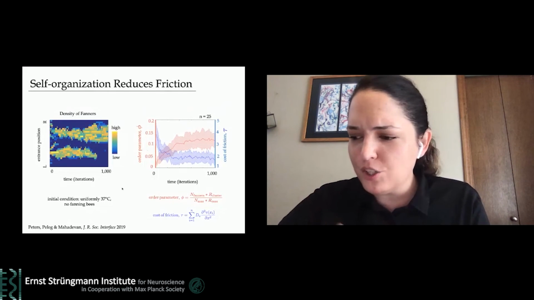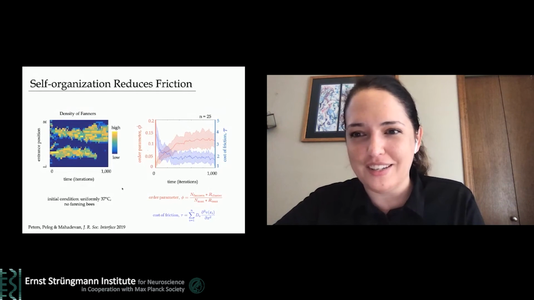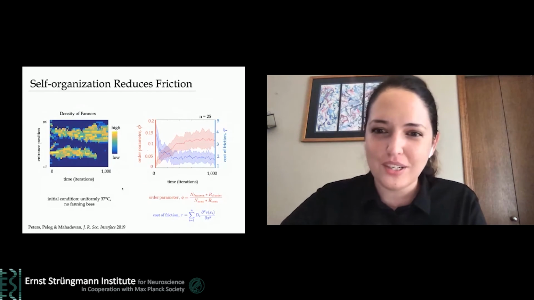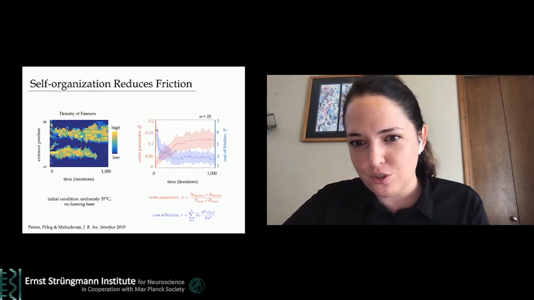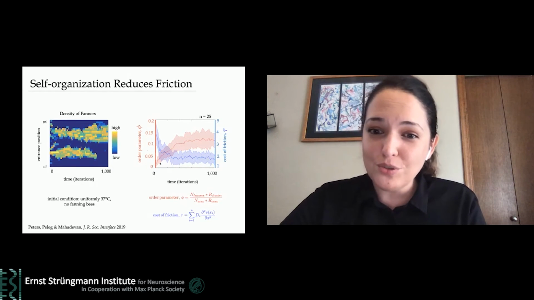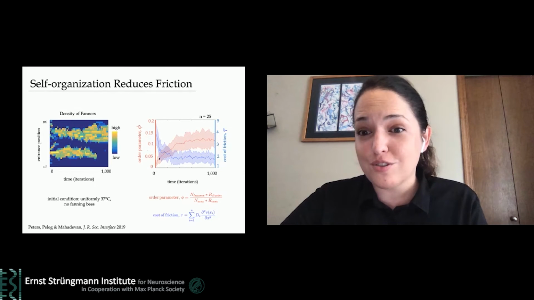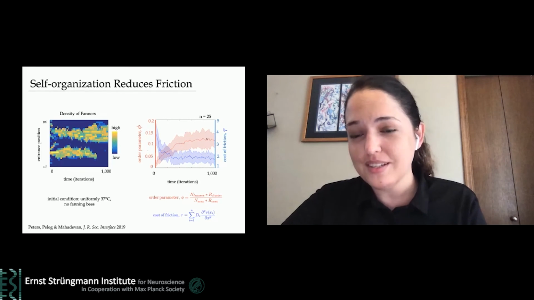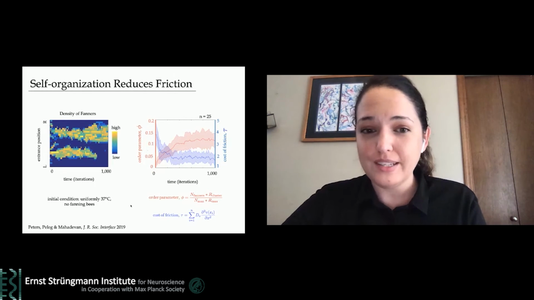We can do some sanity checks. For example, do we actually get minimal friction during this process? The friction is shown here in blue as a function of time. We can see that the friction is reduced as the size of the clusters increases, which is shown in red. So that is just a sanity check.